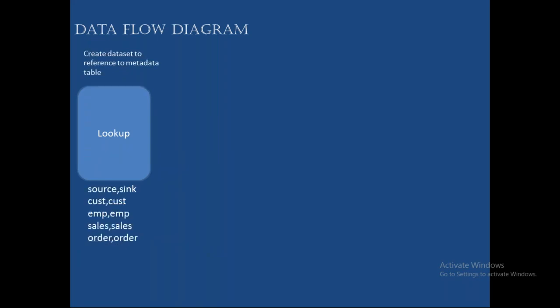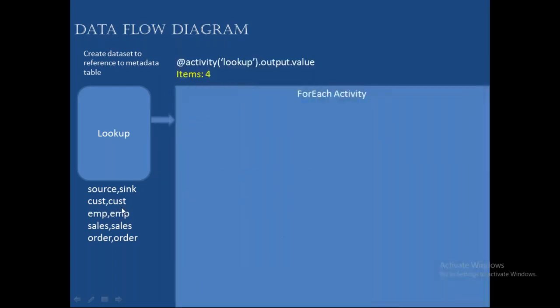That metadata table will tell you, okay, on the source side this is the table, and on the sink side I want to put it in these respective folders. So this is the table in my Salesforce, and that particular data I want to load into a custom folder in Data Lake Storage Gen2. Something like that. I have a source side table and a sink side destination. So all this information I will pass to the ForEach activity, using lookup activity output value. How many items do I have? 4. So 4 items I will get.